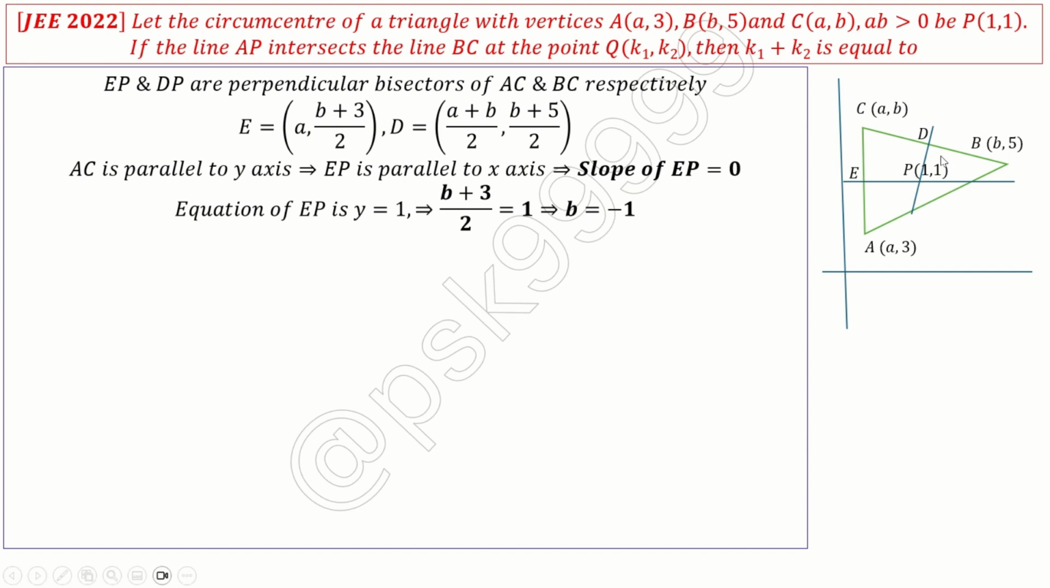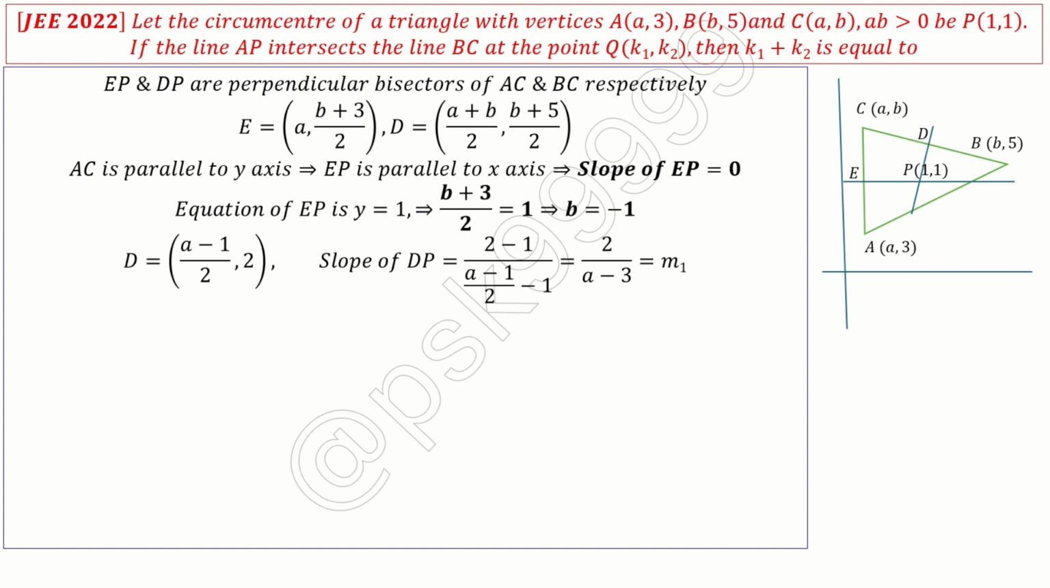How did I get it? Because it is going through the point P (1, 1), and any line parallel to the x-axis has the equation y equal to k. In this case, k is 1. So y equal to 1, which means it is also going through E. Point E is (a, (b+3)/2), so (b+3)/2 equals 1, which means b is minus 1. Now you have half the answer. If you get a, you are done.